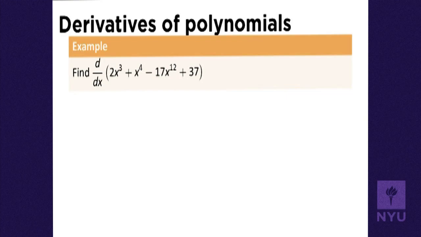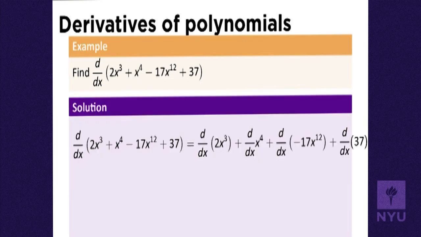So the first thing I'll do when I'm taking the derivative is I'll apply the sum rule to each term in the function. So the derivative of 2x cubed plus x to the fourth minus 17x to the 12th plus 37 is the derivative of 2x cubed plus the derivative of x to the fourth plus the derivative of negative 17x to the 12th plus the derivative of 37. So do we agree about that?